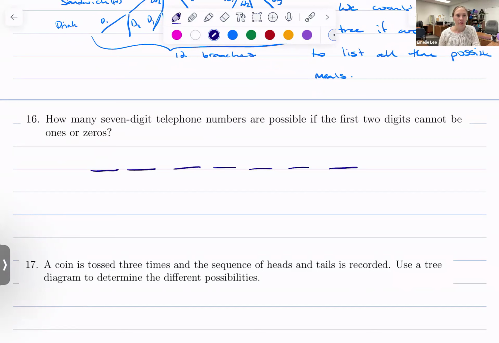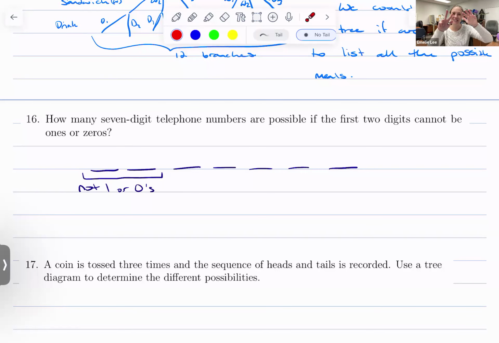The first digits not one or zeros. Now remember how many digits there are. 0 through 9, there are 10 digits, right? When we remove two of those options, and you can count it out, 2, 3, 4, 5, 6, 7, 8, 9. That leaves me with eight possibilities. And so here I have 8, and here I have 8.